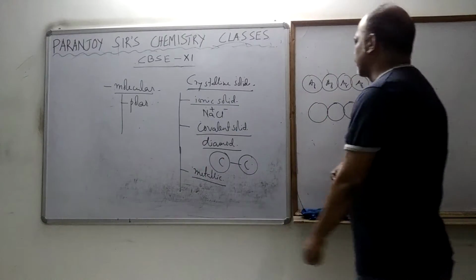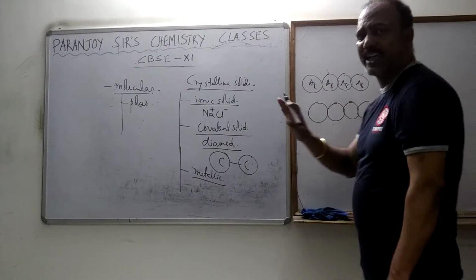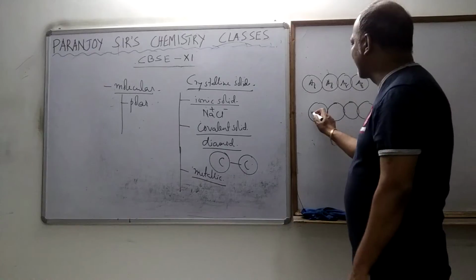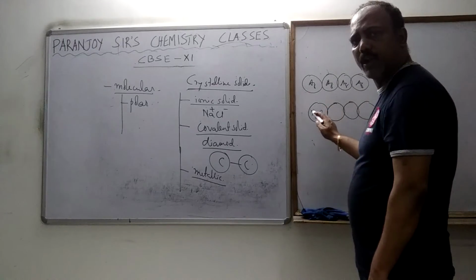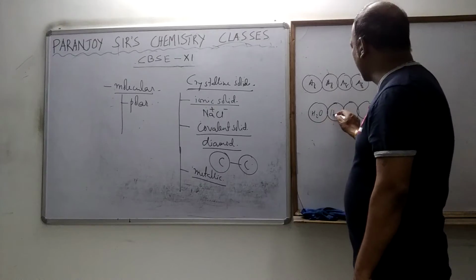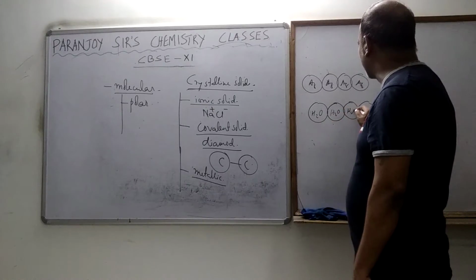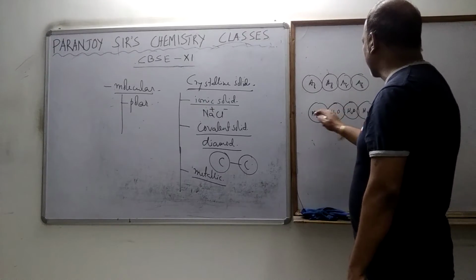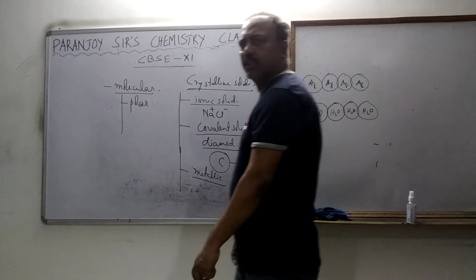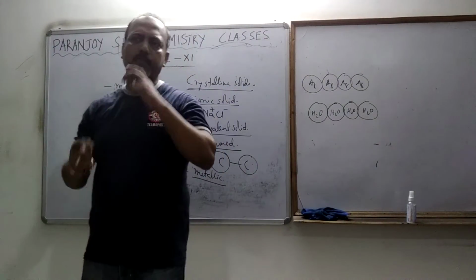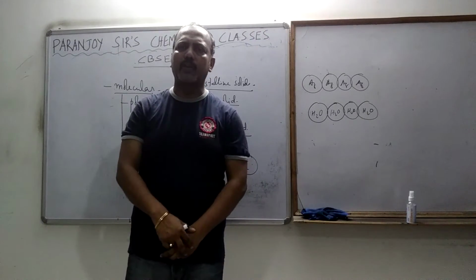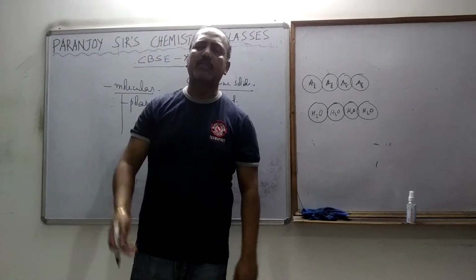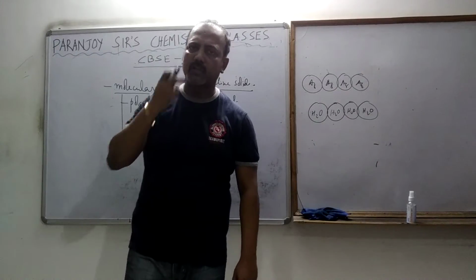For example, suppose I talk about H2O, ice. H2O means not water, ice. Water is a polar molecule. Another H2O, another H2O. So what is the nature of the force between these molecules? The nature of the force is dipole-dipole interaction. Both have polarity, so it is a dipole-dipole interaction. That type of molecular solids are called polar molecular solids.